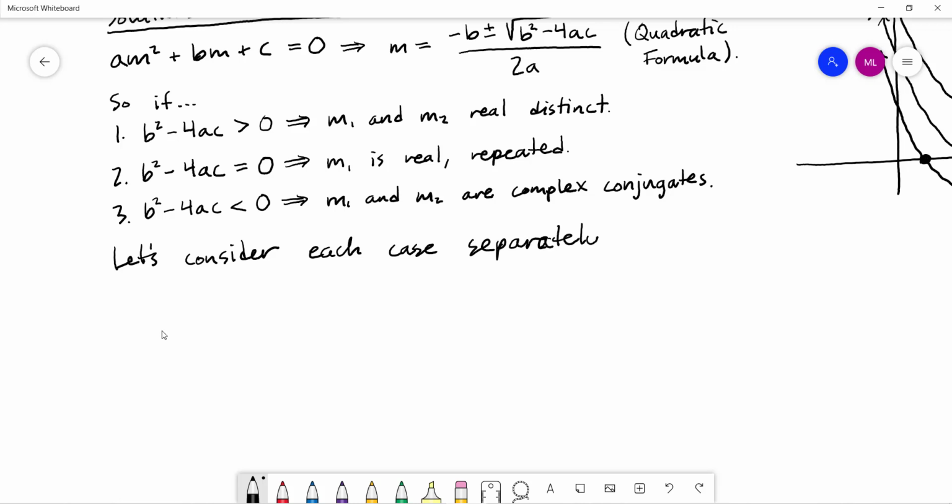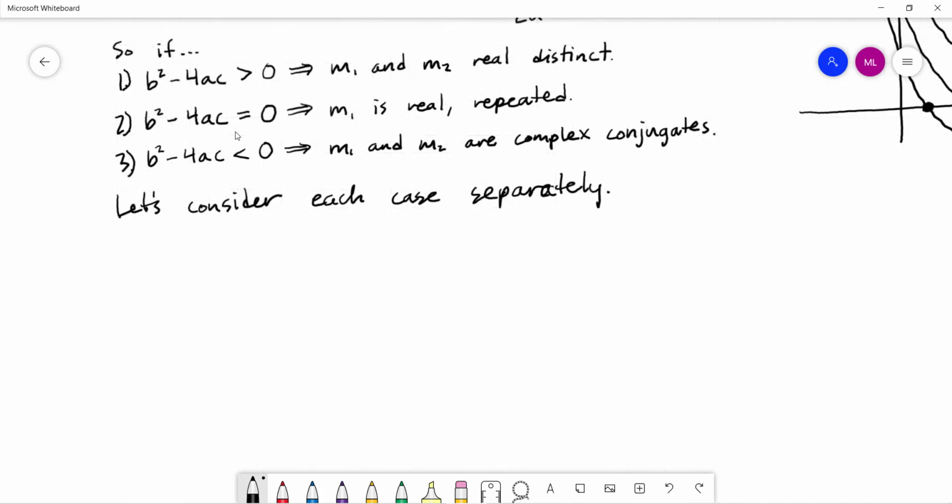Then I'll make sure we also do examples of all of these so we can get a sense using real numbers of exactly what I'm talking about. So let's start with case 1. Let's clean it up. I like using those instead. So case 1.